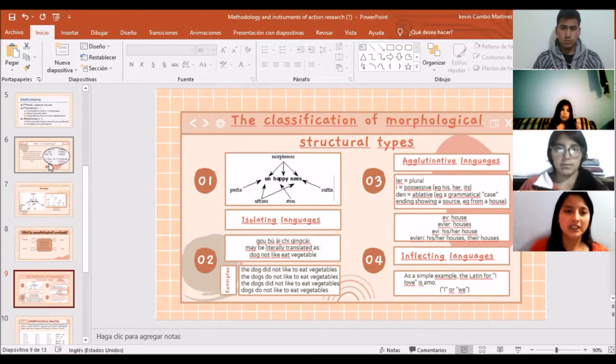The first one is isolating languages. The words in an isolating language are invariable. To put it another way, there are no additional morphemes to indicate information like grammatical number, plural, or tense, past, present, and future. Mandarin Chinese is often quoted as an example of such a language, though some claim Vietnamese to be a better example.